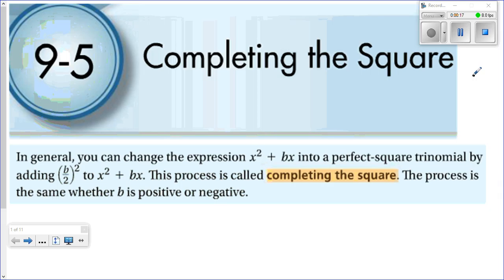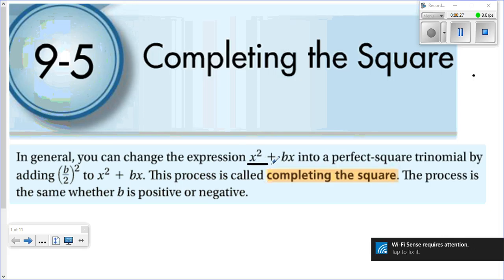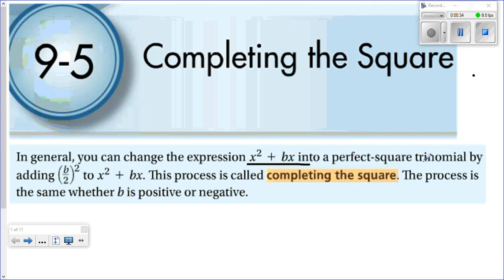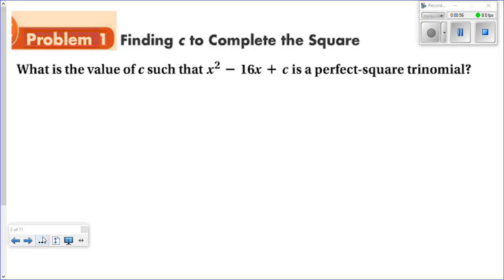Completing the square is the process of changing an expression like this, x squared plus bx, into a perfect square trinomial by adding this. So you take something that's in the form of x squared plus bx, and you add b divided by 2 squared to this, and then you have a perfect square trinomial. Let's show you what we mean.